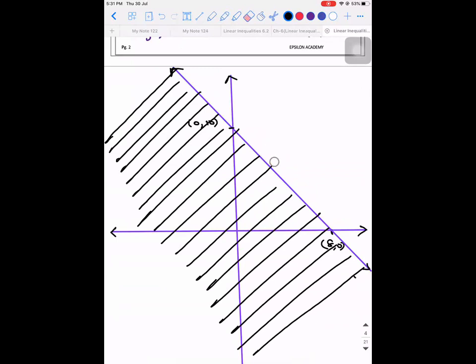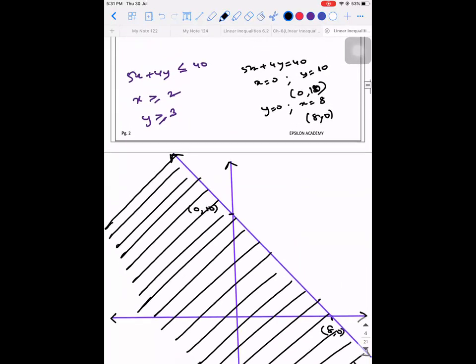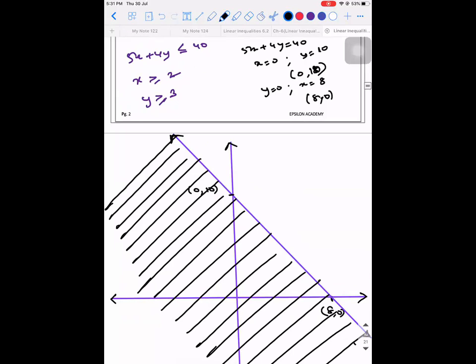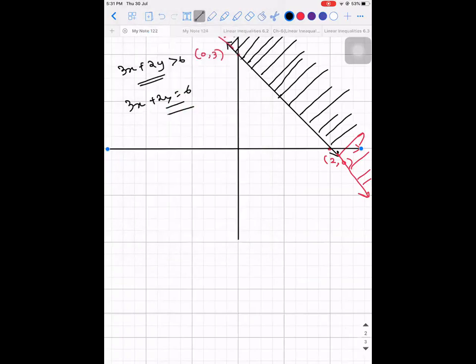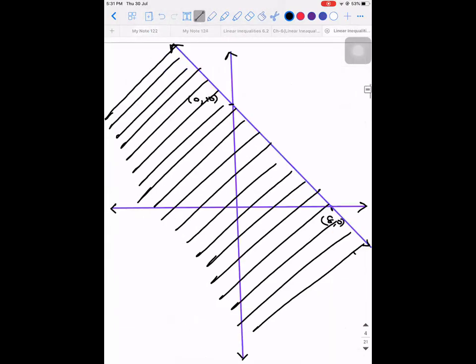Okay. Now next, what are we supposed to do? x greater than or equal to 2. So x equal to 2 represents what? It is a straight line. Parallel to what? It's a straight line parallel to the y-axis, and it passes through which point? 2, 0.